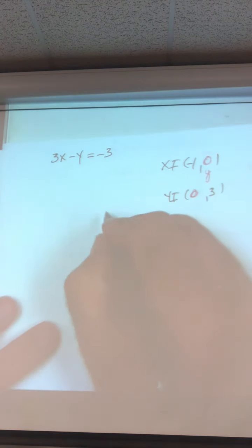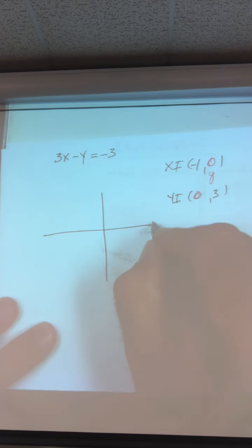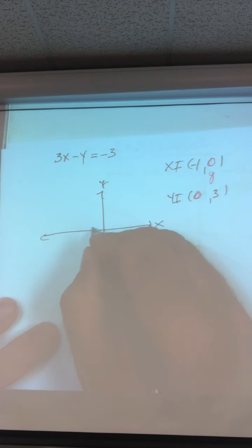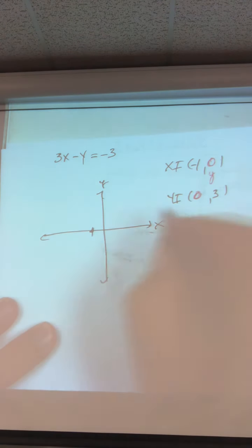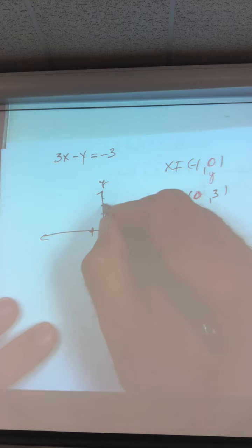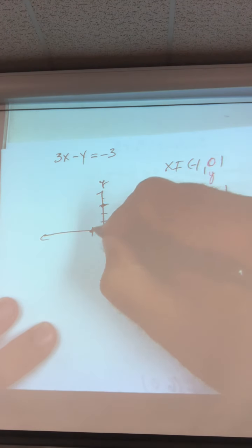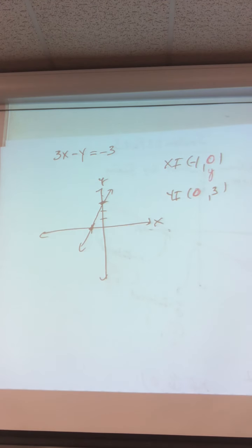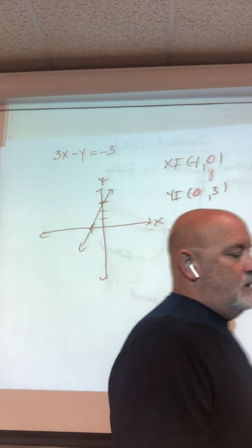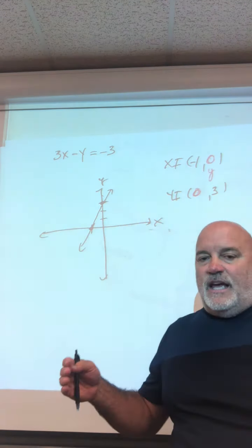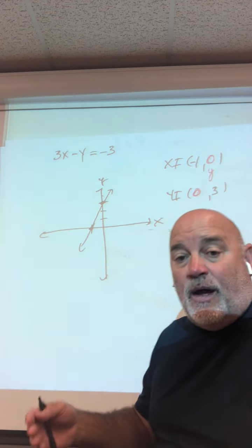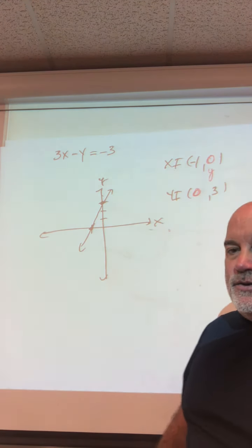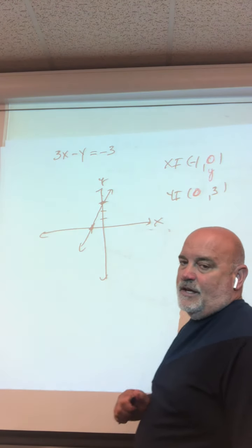So -1, 0 would be right there. And then 0, 3 would be right there. And then you draw your line. Now, we will look at one more way on how to graph a line in a couple of sections from now. Another way of graphing a line other than using the intercepts. But we're not ready to discuss that right now.